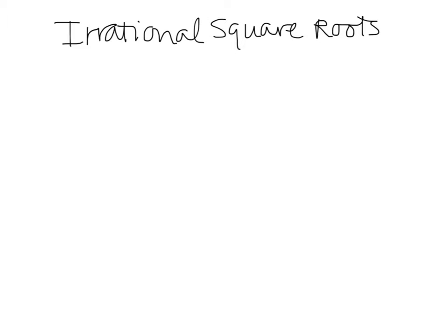In the previous lesson, we saw that rational square roots are the square roots of perfect squares. So it follows that irrational square roots are the square roots of numbers that aren't perfect squares. So let's take a look at the number root 75, and that's how we say that. Root 75. Well, clearly 75 is not a perfect square.